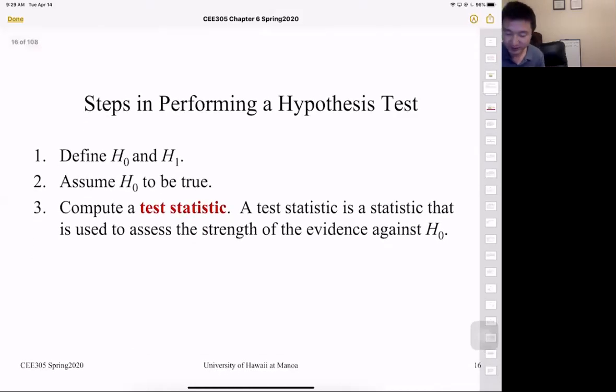So the steps, again: first we define H0 and H1. We're going to show you a couple of examples of how to do that based on what the question gives us and what the question asks. Then we assume H0 is true. The next step is we calculate a test statistic, in section 6.1. That will be the z-value. Based on the test statistic, we assess the strength of the evidence against H0, which is the p-value.